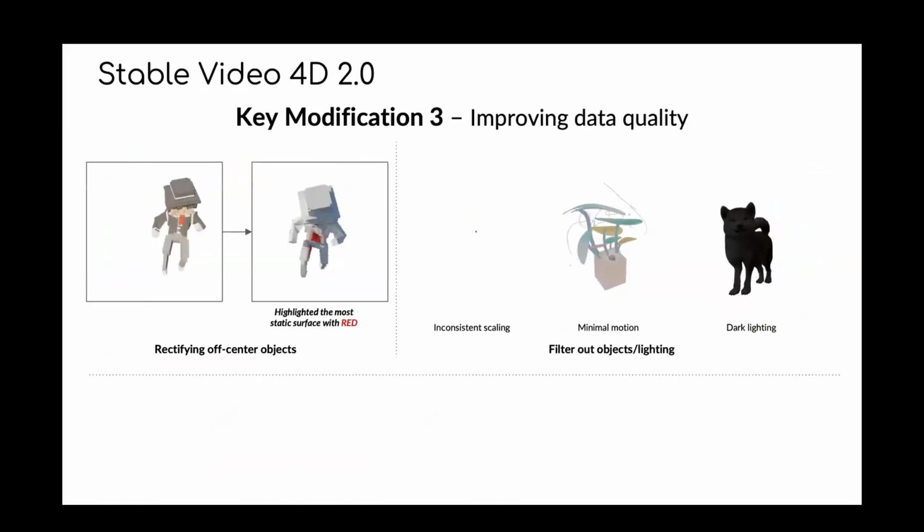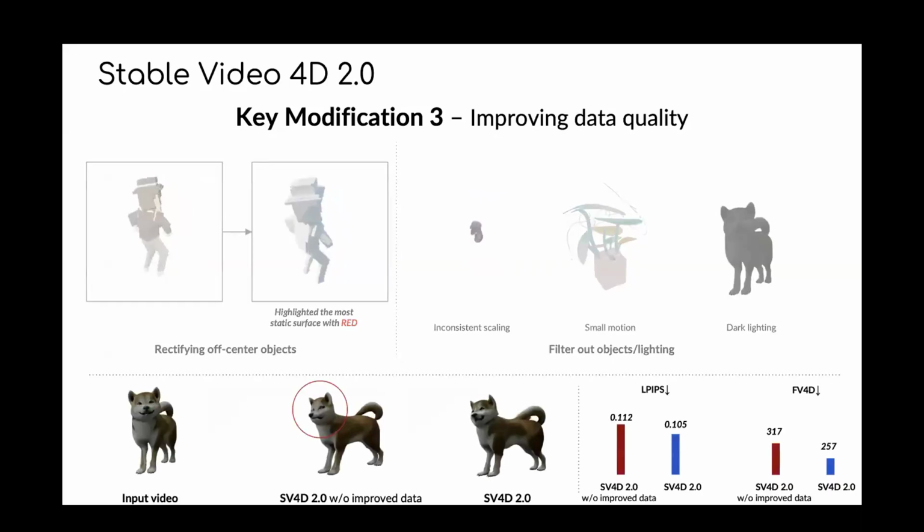And one of the hidden powers behind this model is that, because it is tough to get real world datasets for 4D, we completely train this model on synthetic datasets. Even though there exist a lot of synthetic datasets, there are a lot of issues with them because they are manually created by people. So we spent significant effort to automatically filter out a lot of bad data based on bad lighting, minimal motion, inconsistent scaling, etc. Even though we throw away more data and use less data here, it is still better to use high quality data, and we get higher quality results with SV4D 2.0.